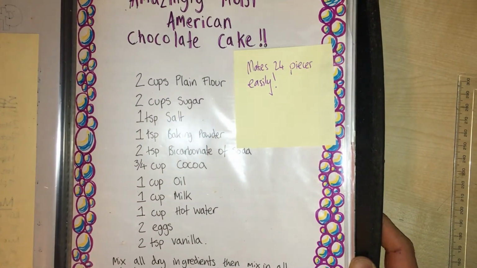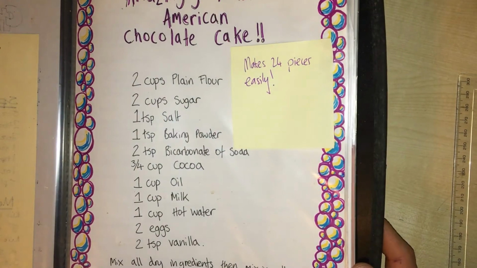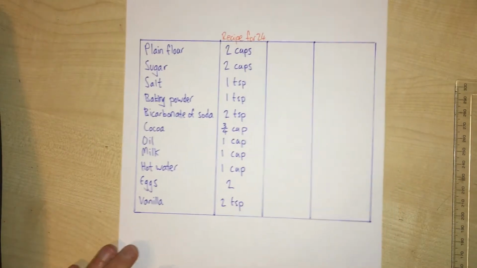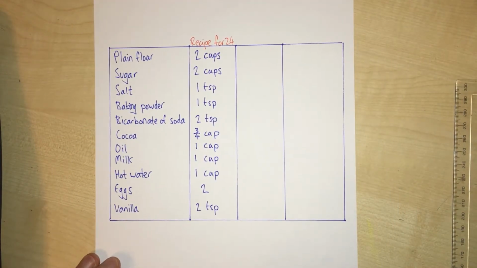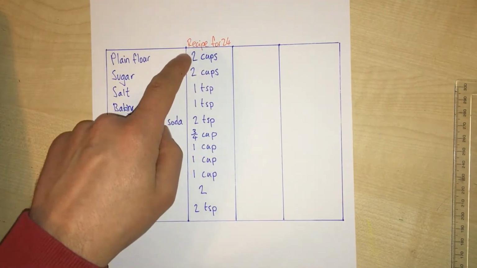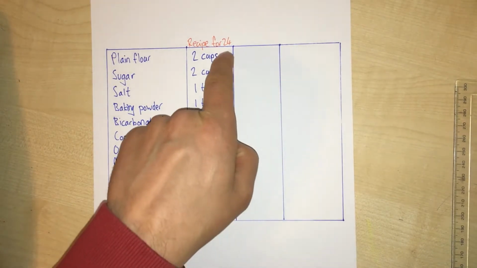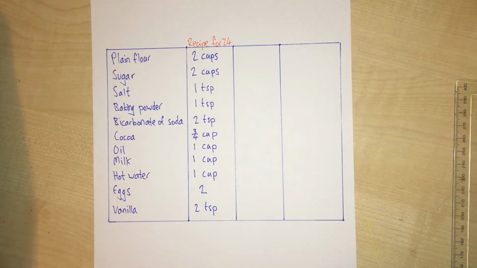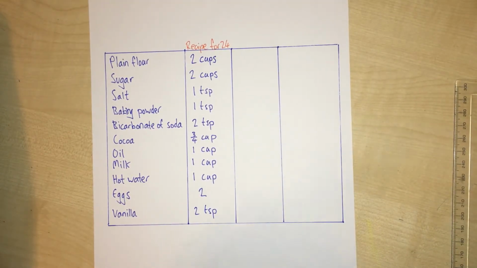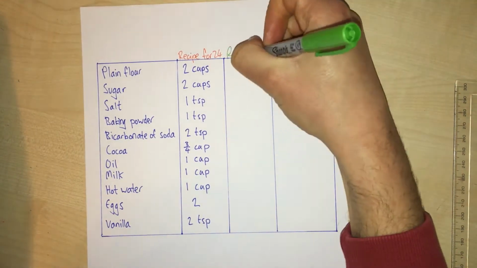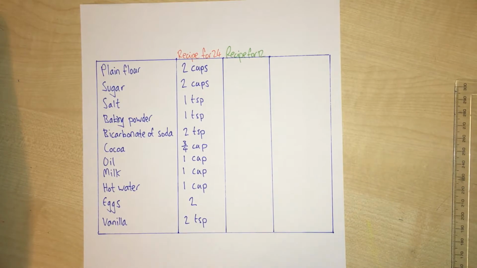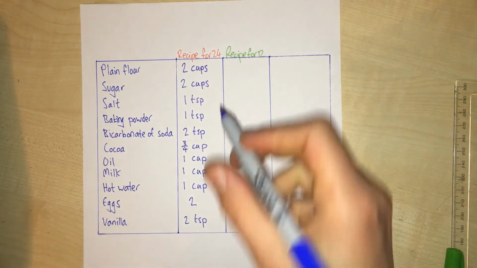But what if I don't want 24 pieces? What if I only want 12? How would I work it out? I've made a table of all the ingredients and the proportions that I need for 24 pieces of cake. Let's work out the recipe for 12 pieces of cake. Because everything's in proportion, I use half the amount of ingredients.